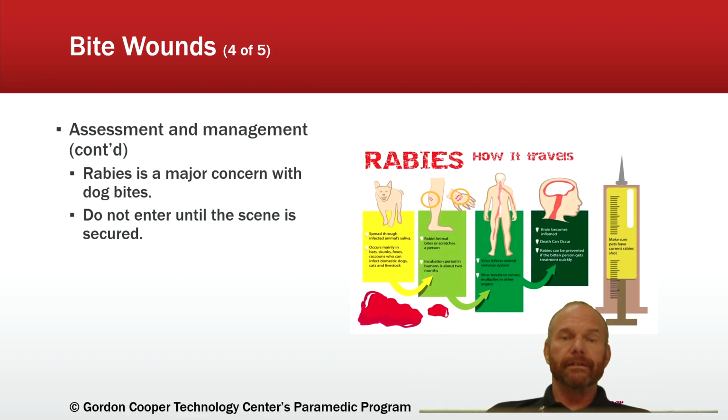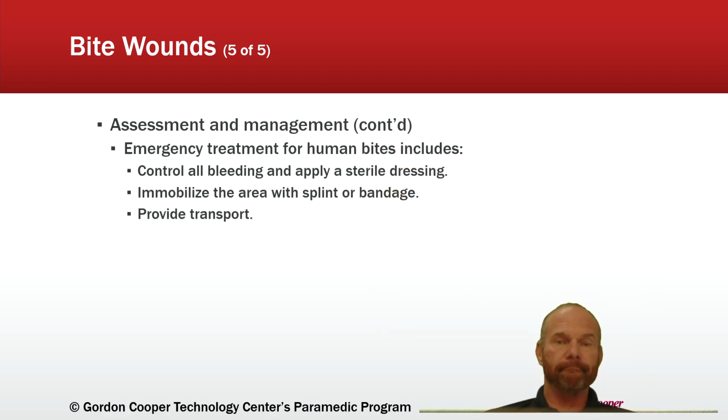Rabies is a major concern with dog bites. It's an acute, fatal viral infection of the central nervous system. It's pretty rare today. Once signs appear in a human, it's almost always fatal. Of particular concern are stray dogs and other wild mammals. The virus is in the saliva of an infected animal and is spread by bites or licking on an open wound. Infection can be prevented by a series of vaccine injections initiated soon after the bite.